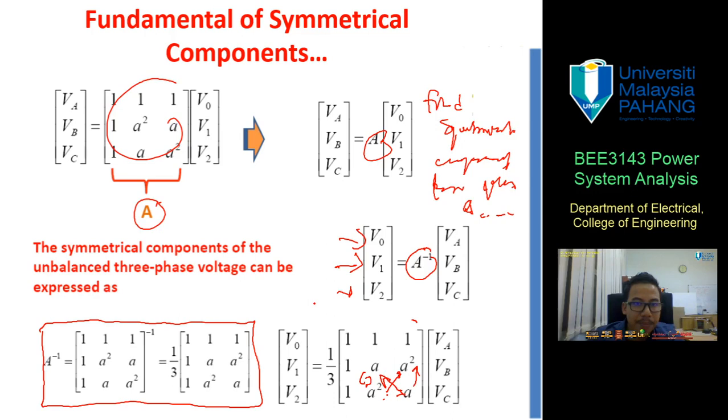When you want to find the phase voltage, there's nothing, just the original matrix. But if you want to look for the symmetrical components, which are the zero sequence, positive sequence and negative sequence, it becomes 1/3 here, and the matrix also changes here from the phase voltage.